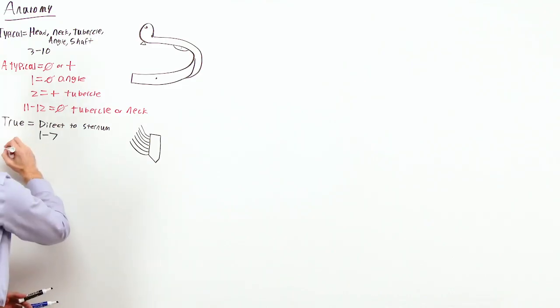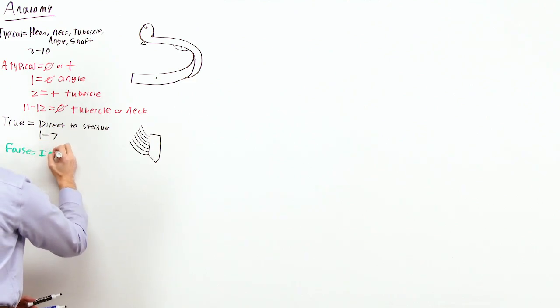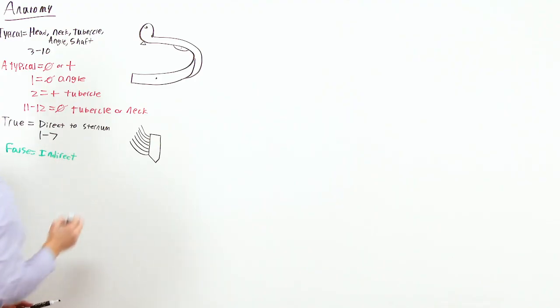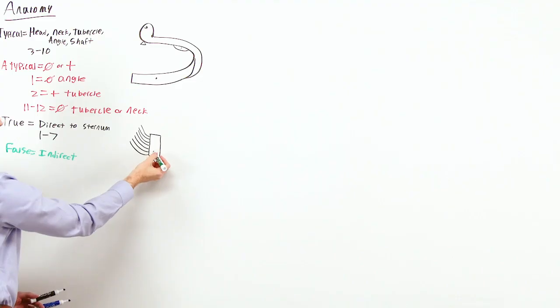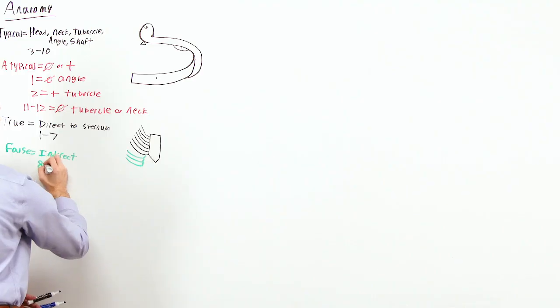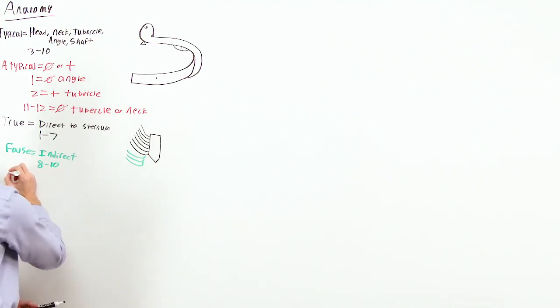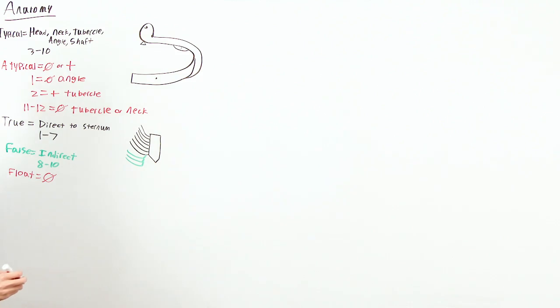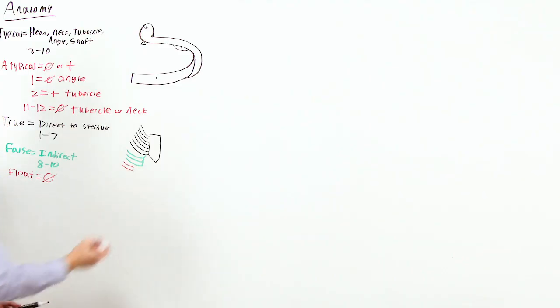Then you have the false ribs. They indirectly attach to the sternum. Their costal cartilage attaches to rib 7, which then attaches to the sternum. And this is ribs 8 through 10. And then you have what's called a floating rib. Floating rib does not connect to the sternum at all. So they're sitting all the way back at the spine without touching the sternum.